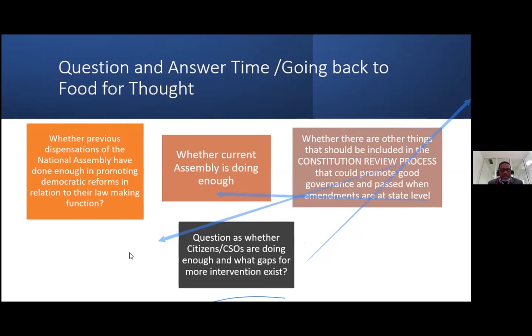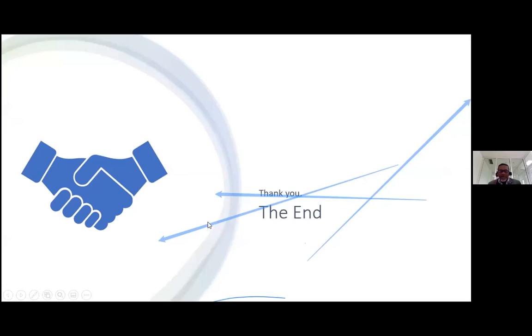Other questions which we need to consider: whether previous dispensations, and this is an opportunity for learning lessons, in the National Assembly have done enough to promote such bills. The current dispensation, what are they doing to promote such bills? Whether there are other things that should be included in the constitutional review process that is ongoing, to promote good governance. And then, of course, whether CSOs are doing enough.